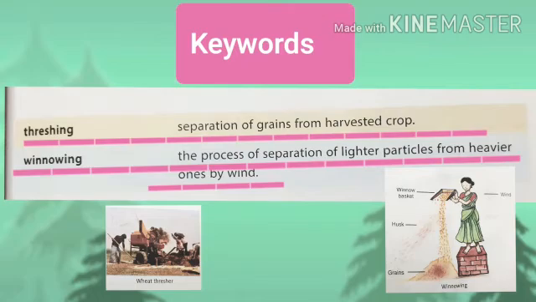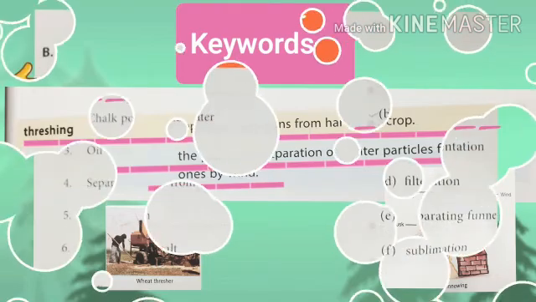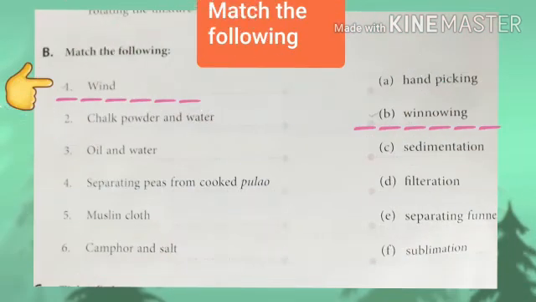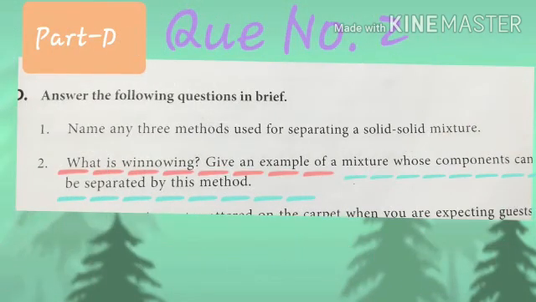In keywords, we are going to do the keywords threshing and winnowing, both. The definitions are given, you must learn them. What is threshing? Separating out of grain from the harvested crop. Match the following we get. First one, with the help of wind, which process is done by us? That is winnowing. Winnowing is the method of separation of components of a mixture in which wind is required.